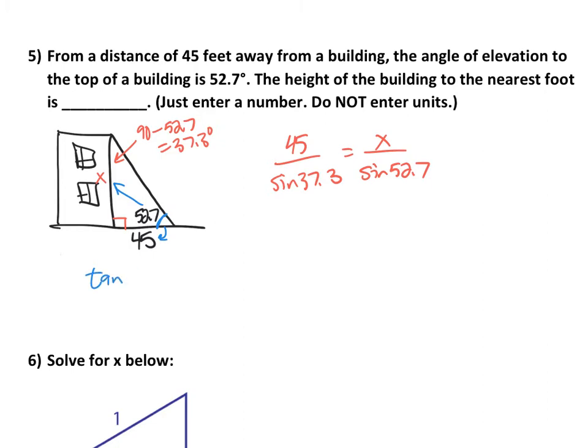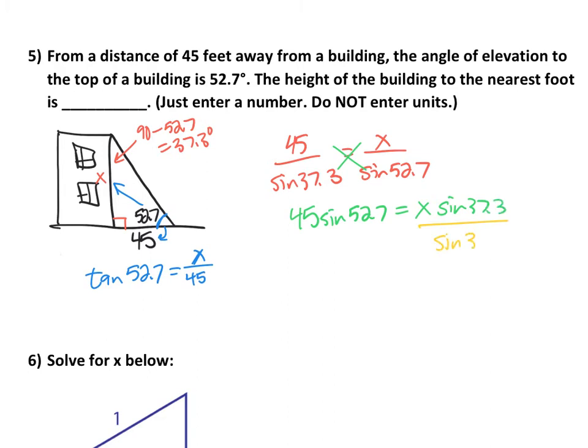So I could do tangent 52.7 equals x over 45. You could solve that as well. Doesn't really matter. Again, I'm going to go back to what I have in red, because I think that's probably what most people did to solve it. So we're going to do 45 sine 52.7 equals, then our other cross product, x times sine 37.3. Then I'm going to need to divide by sine 37.3 on both sides.